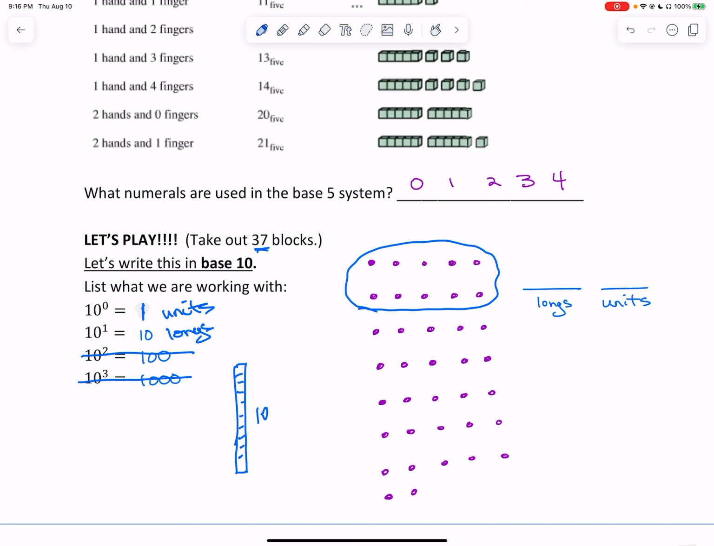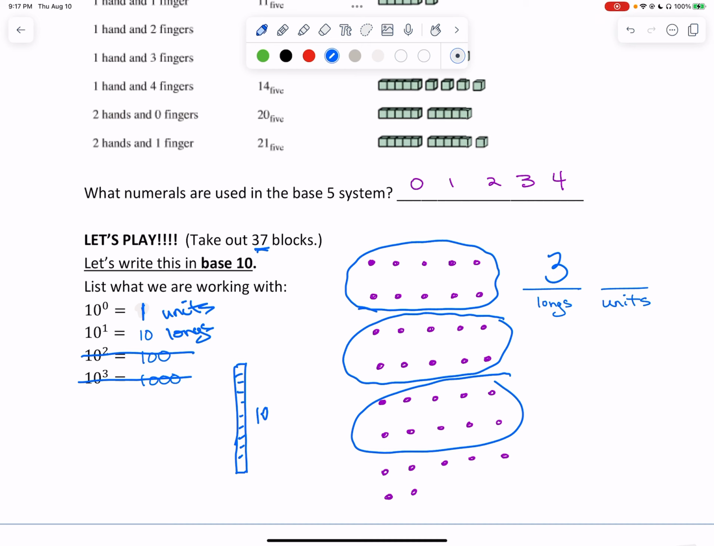Okay, same thing here. There's another set of 10. And here's another set of 10. Do we have any more sets of 10? We don't. So that means I have 3 longs. I could take those 30 blocks and make 3 longs out of it. And then how many do I have left? Let's see how many I've got left.